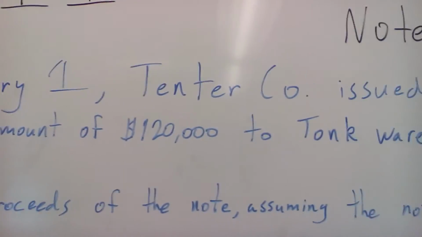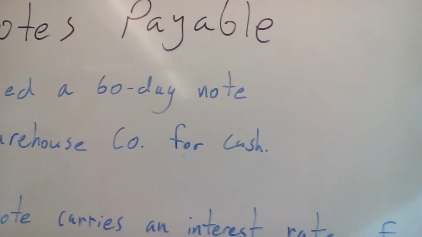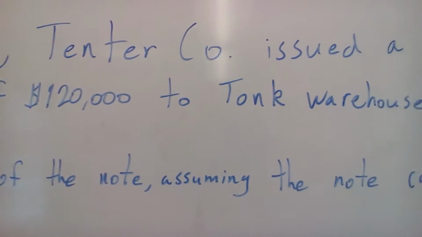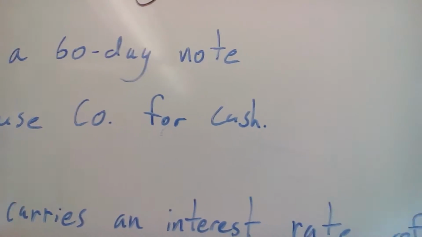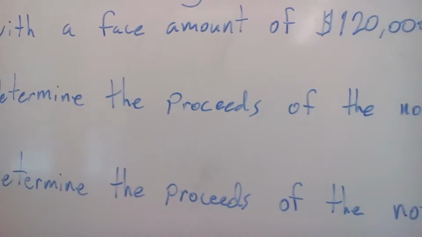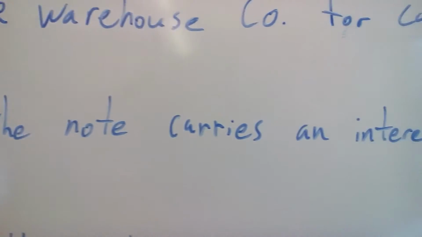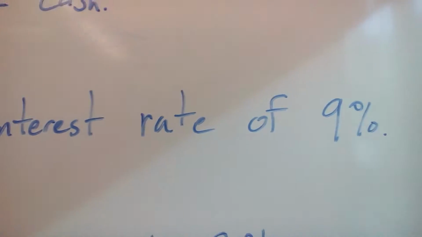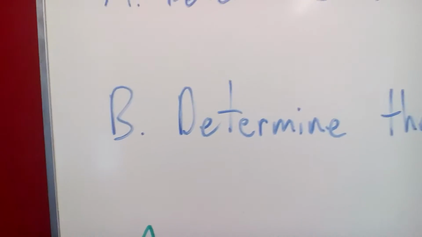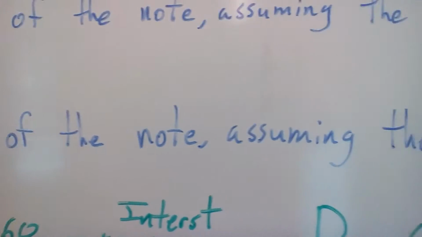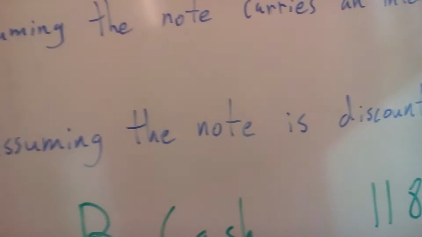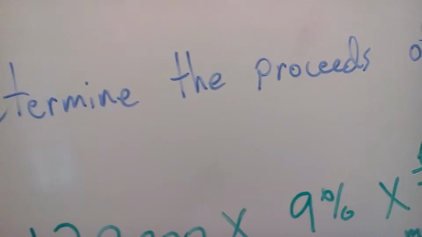On February 1st, Tenter Company issued a 60-day note with a face amount of $120,000 to Tonk Warehouse Company for cash. So the things we're trying to figure out is A, determine the proceeds of the note, assuming the note carries an interest rate of 9%. So this is basically if it's just a normal note. And then B, determine the proceeds of the note, assuming the note is discounted at 9%. And this is assuming a discount is taken.